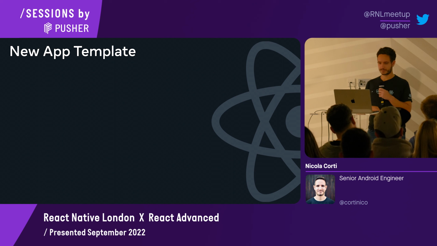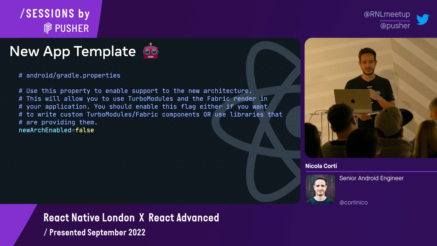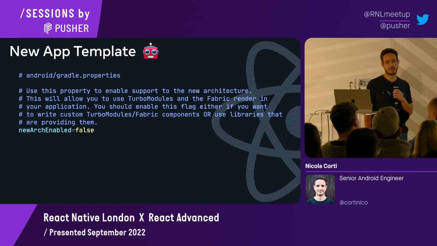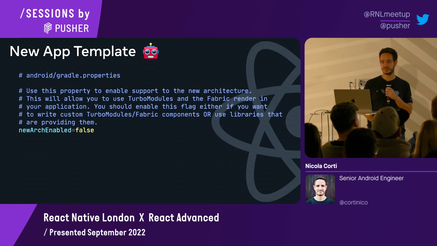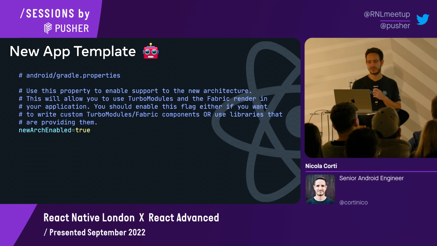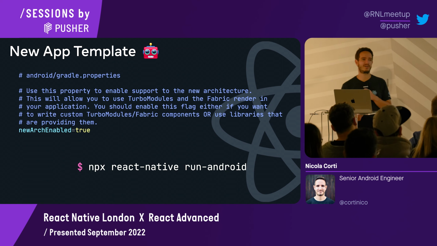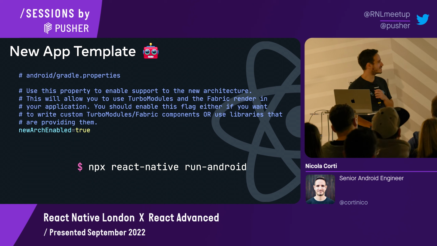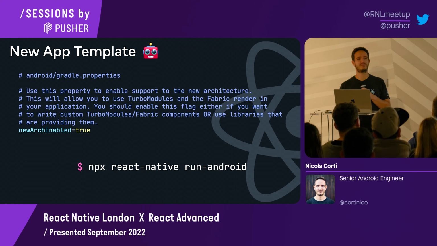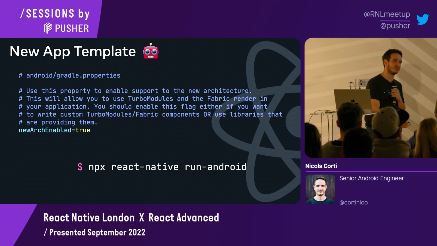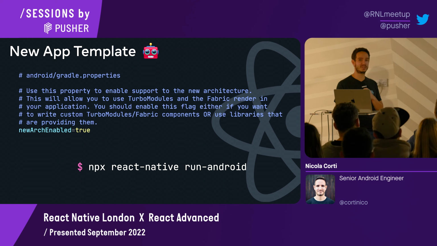On Android, similarly, we do have a file called Gradle.properties with a property called new arc enabled, which is default to false, and you can change it to true and run it with React Native run Android. This is, again, default to false, but at a certain point in the future, it will default to true. We are working towards that. So it's crucial that you start looking into these kinds of things.